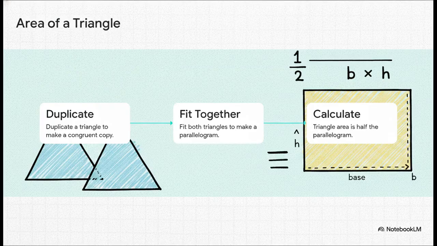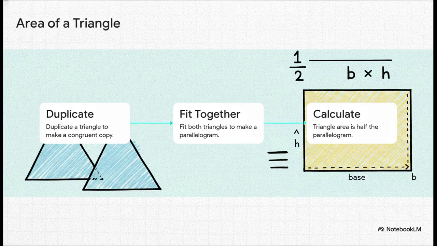Section 3. Leveling up to area, entering 2D space. Now that we've mastered 1D perimeters and curves, we're officially initiating our dimension upgrade. We're moving from the perimeter, the line around the outside of the shape, to the area, the actual two-dimensional amount of space occupied inside it. Let's see how this builds by discovering the area of a triangle.